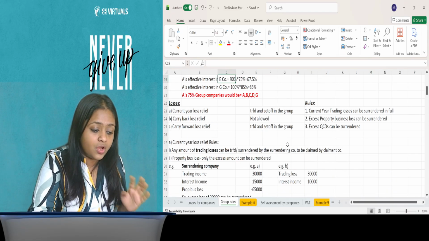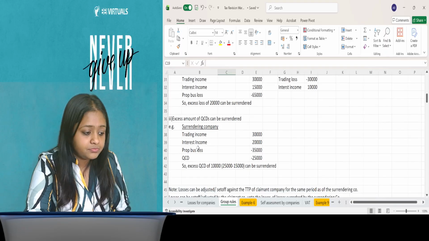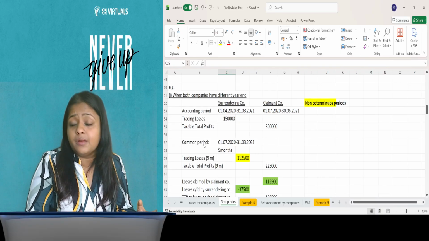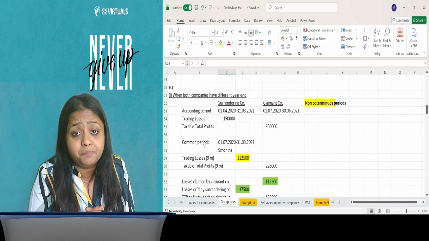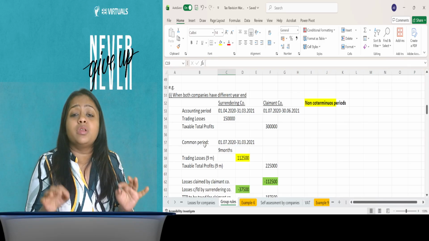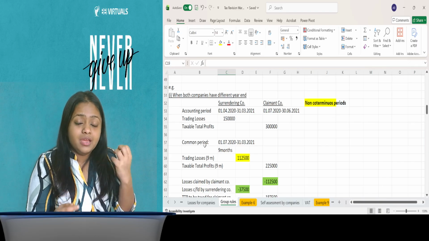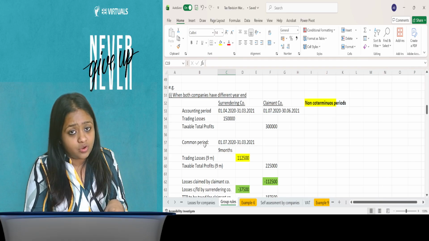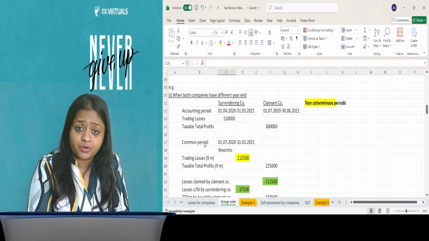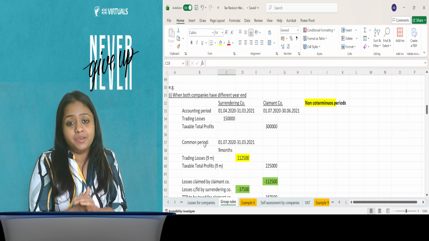Done? Clear? So now we have done the rules also. Few more rules that I am covering up. Number one, both the entities, the surrendering company and claimant company, should have the same accounting period ends, and the same CAP period. If that is not seen, what we call non-coterminous, then we need to make them. Then the surrendering company will only surrender the losses, and the claimant company will only claim the losses to be adjusted against its own total profits for the common period.